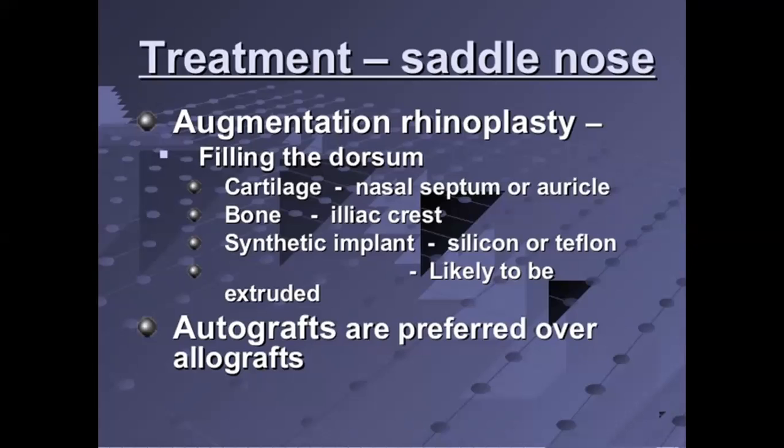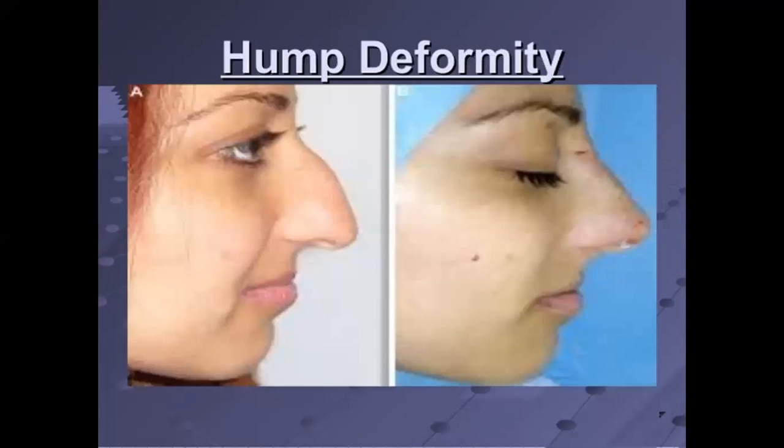Then nowadays there are synthetic implants, synthetic materials, ready-made implants like silicone implant, then Teflon implant, these can be used. Autografts are preferred over allografts. Autograft means when you take the tissue of the same patient, those are preferred. But in rare cases, in case of emergency also, some other person's tissue can be taken, they are known as allograft. So these are the surgical treatments. Then hump, as I told you, that bulging is the hump deformity.